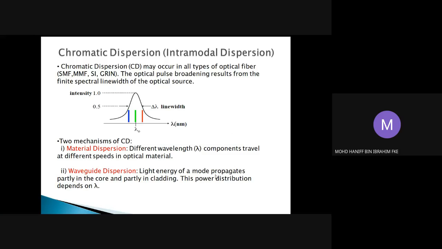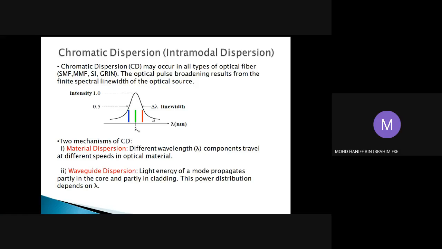So based on these two dispersion types, both material and waveguide, this dispersion will be heavily dependent on lambda. That's why, as I've stated in the first statement here, the pulse broadening or pulse spreading in chromatic dispersion is basically due to this spectral line width, or due to these different wavelength components or different wavelength values of your optical source. So that's the idea of chromatic dispersion, or intramodal dispersion.